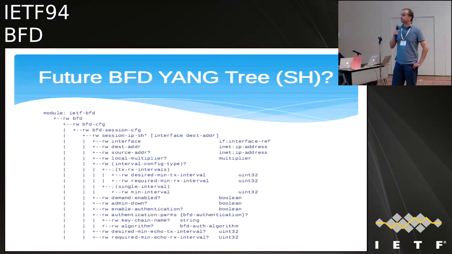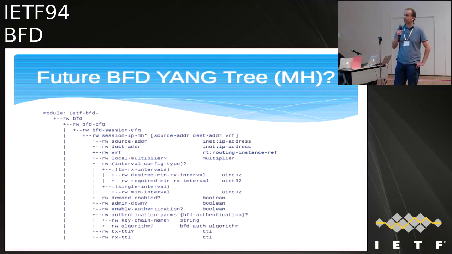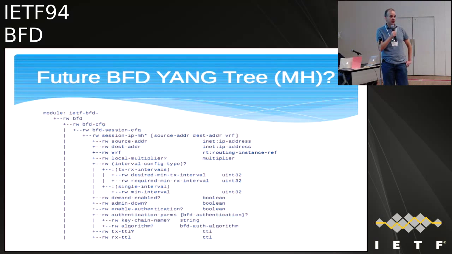Next slide, please. This is for multi-hop. Previously, when we were augmenting the routing protocol, we didn't need to put a VRF in there because it was part of the context. So you can see the line with VRF there, that's something we've added, which would be added if we stop augmenting the routing protocol.